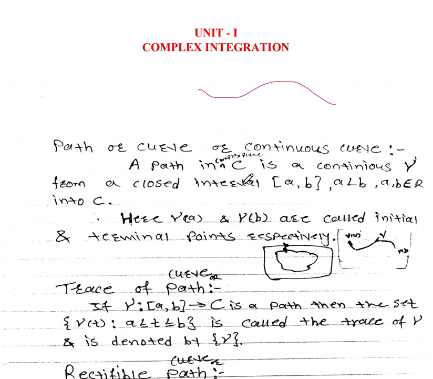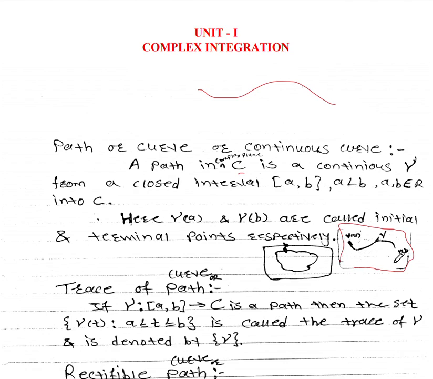A path in a complex plane C. In previous lecture, we already saw this symbol, the complex plane C. A path is a continuous map gamma from a closed interval [a, b], where a is less than b, and a and b belong to R, into the complex plane C. Let us suppose that this is a complex plane, and this is a curve from a to b.